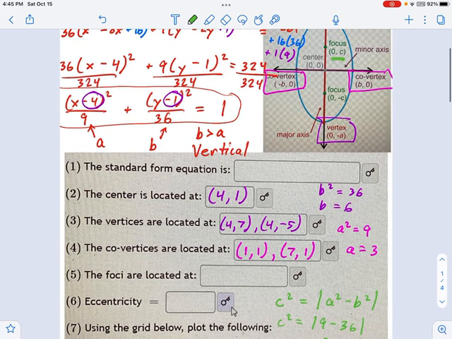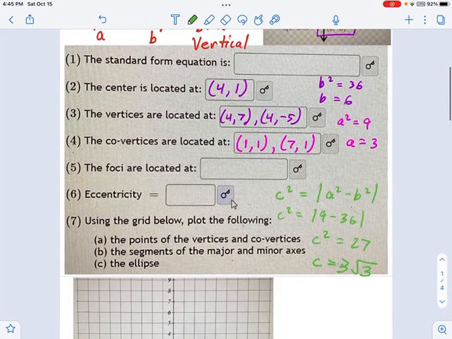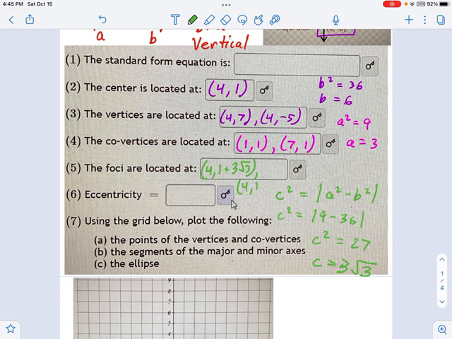It's how far from the center we go to reach the focus. It's that distance right there. So we would go up and down because this is vertical from the center. Remember, we always start at the center. So this is going to be 4 comma 1 plus 3 radical 3. And the other one's going to be 4 comma 1 minus 3 radical 3, right? Straight up and down from it.